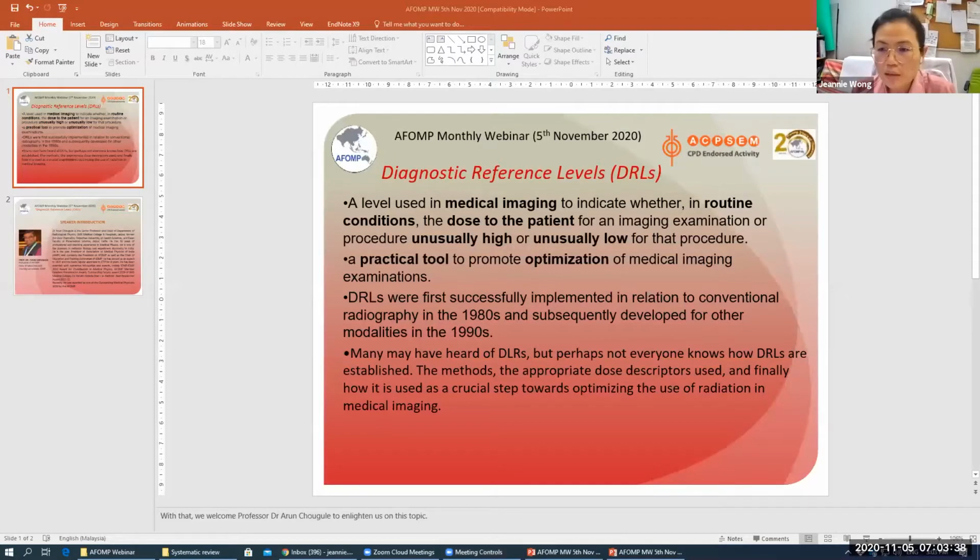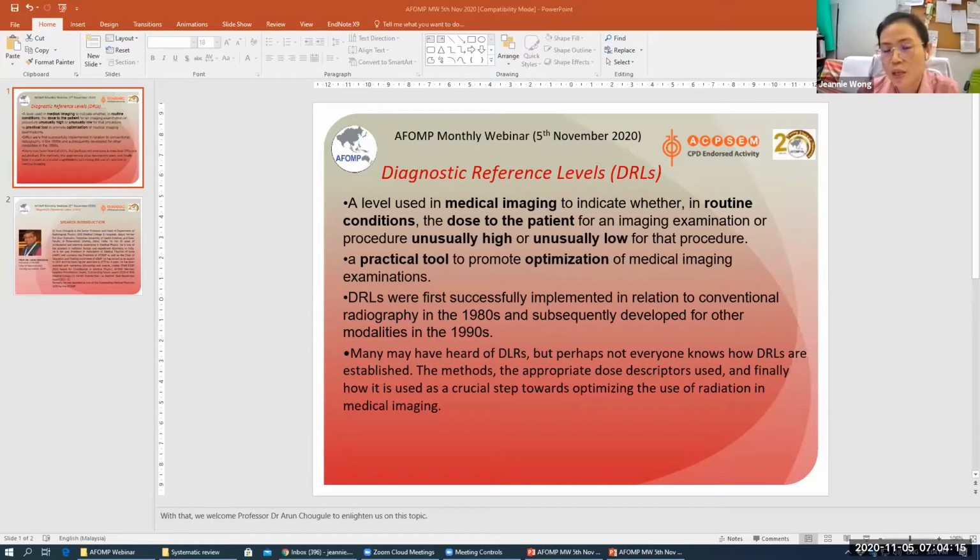So today we will be looking at the topic Diagnostic Reference Levels, DRLs. It is a level used in medical imaging to indicate whether, in routine conditions, the dose to the patient for an imaging examination or procedure is unusually high or unusually low for that procedure. It is a very practical tool to promote optimization of medical imaging examinations. DRLs were successfully implemented in relation to conventional radiography in the 1980s and subsequently developed for other modalities in the 90s.